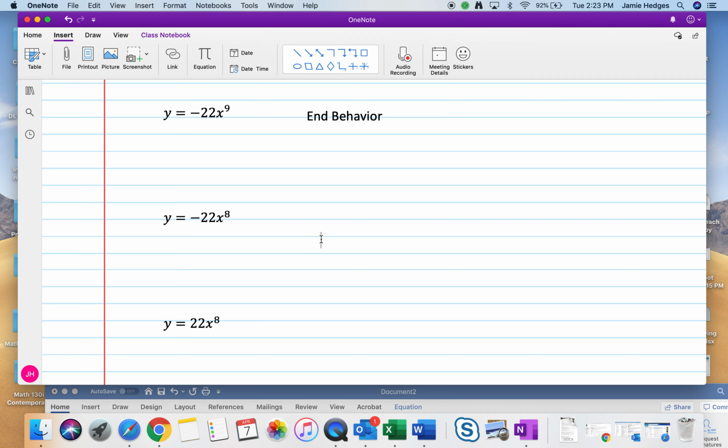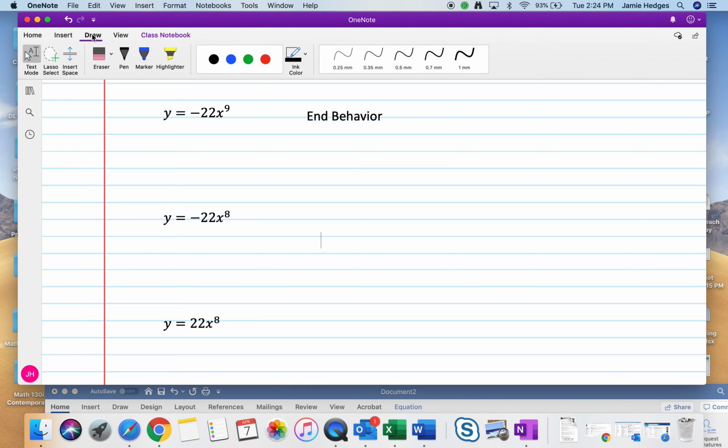So like I said, they're different versions, so you might have had different equations. I'm just going to go over the 3 equations that I saw come up the most. The end behavior wants to know what's going on basically with the arrows. Let me show you what I mean.